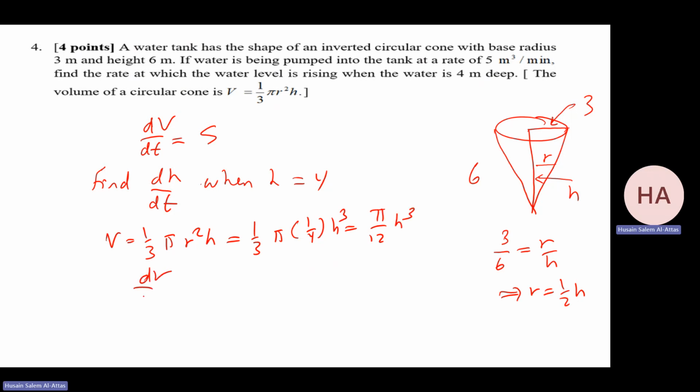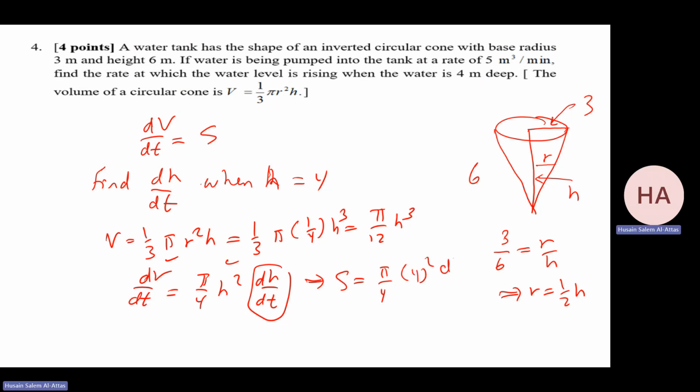So dV by dt equals pi over 4 h squared dh by dt. This is what I want. This is given, this is given. So I have 5 equals pi over 4. What is h? h equals 4. 4 squared dh by dt. Cancelled, cancelled. That implies dh by dt will be 5 over 4 pi.